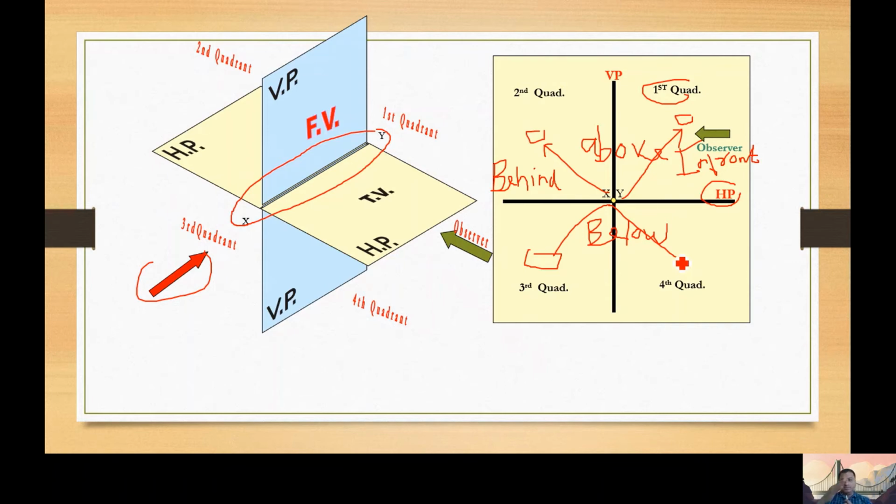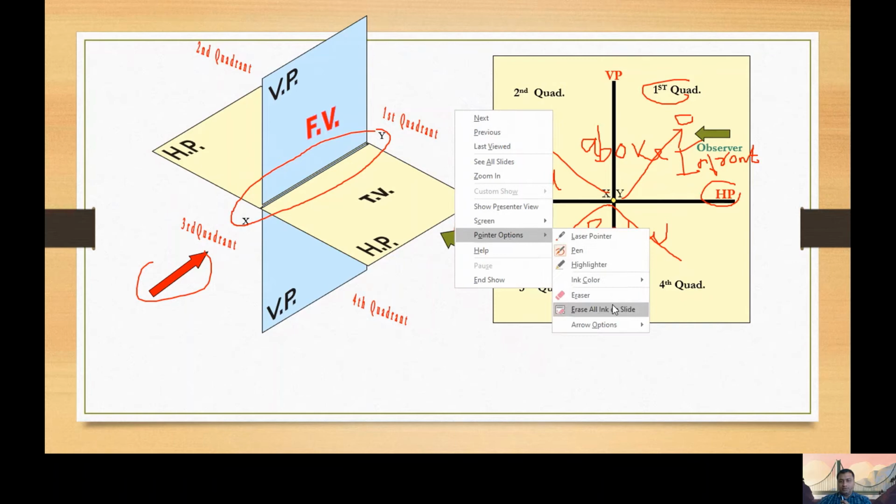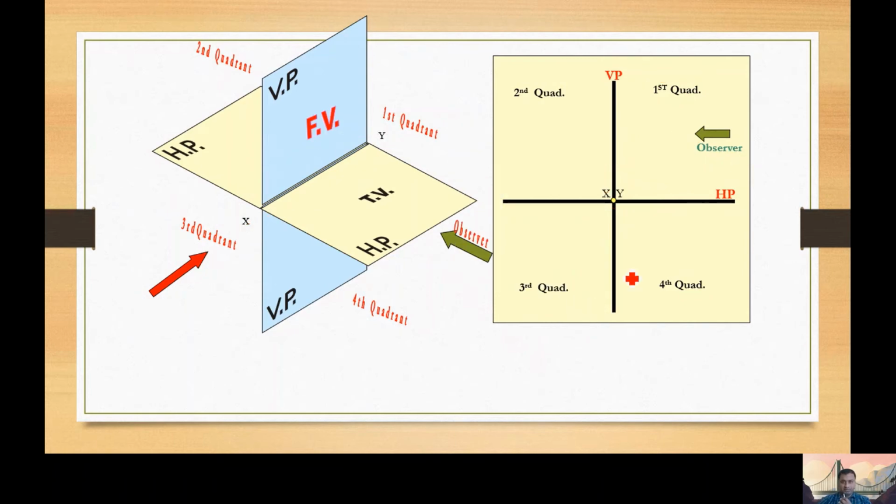So you can define the four quadrants also. First quadrant: above HP, in front of VP. Second quadrant: above HP, behind VP. Third quadrant: below HP, behind VP. Fourth quadrant: below HP, in front of VP. In this manner you can define your quadrants, or you can say the angles: first angle, second angle, third angle, and the fourth angle. Now, the object can be in any angle. Object can be here, here, here, and here.